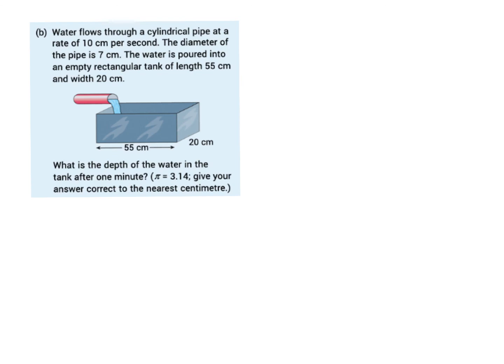Okay, first of all, we need to figure out the volume of the cylindrical pipe. So that's this pipe here. Obviously, I'm just drawing it vertically, not horizontally. We know that the diameter is 7 centimetres, so that tells me that the radius is going to be 3.5. And the fact that it says at a rate of 10 centimetres per second means that the height of that pipe is 10 centimetres. So we have the height is equal to 10.